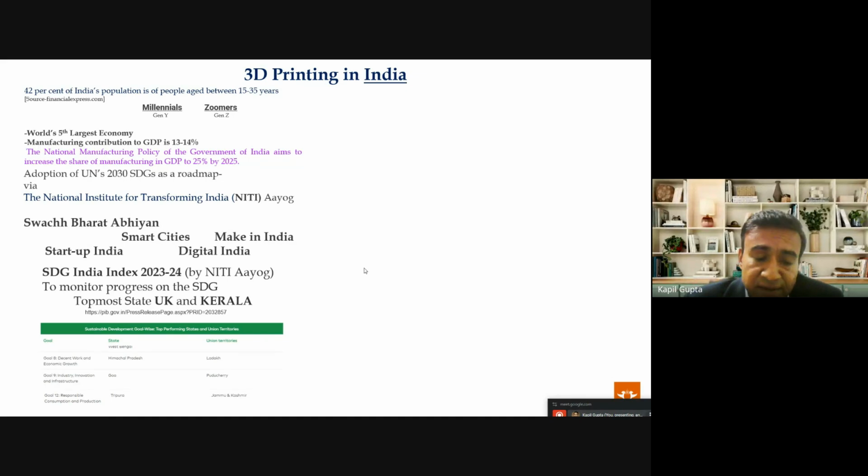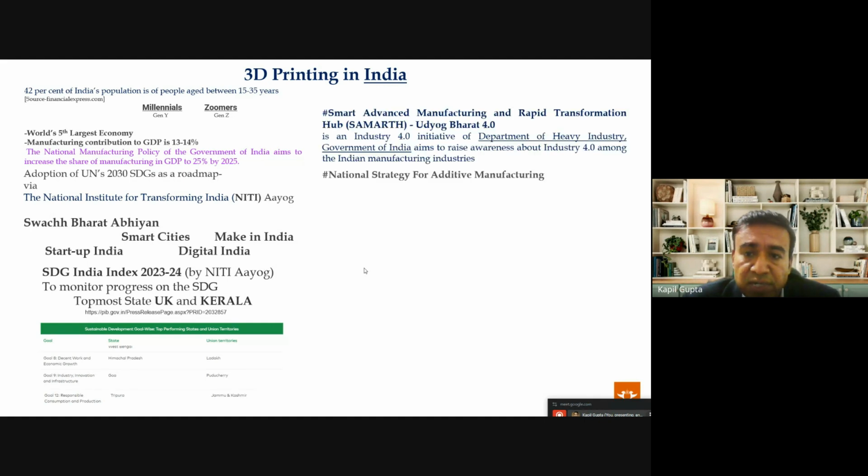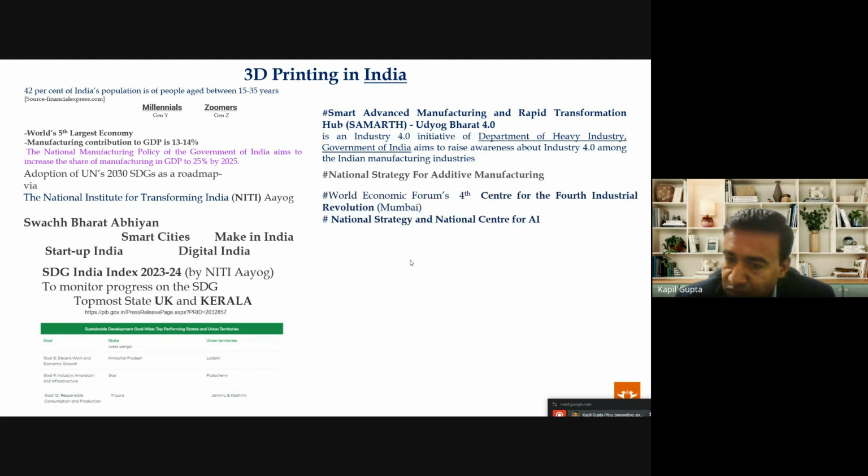So SDG index is also there. Kerala is the topmost state in SDG index because we are talking about sustainability. Smart Advanced Manufacturing and Rapid Transformation Hub, Samarth Udyog Bharat 4.0 is there. National Strategy for Additive Manufacturing is in place in India. World Economic Forum's Centre for the Fourth Industrial Revolution was established in Mumbai. National strategy and National Center for Artificial Intelligence is also there, because Industry 4.0, 3D printing, additive manufacturing, advanced manufacturing, these are all interrelated.